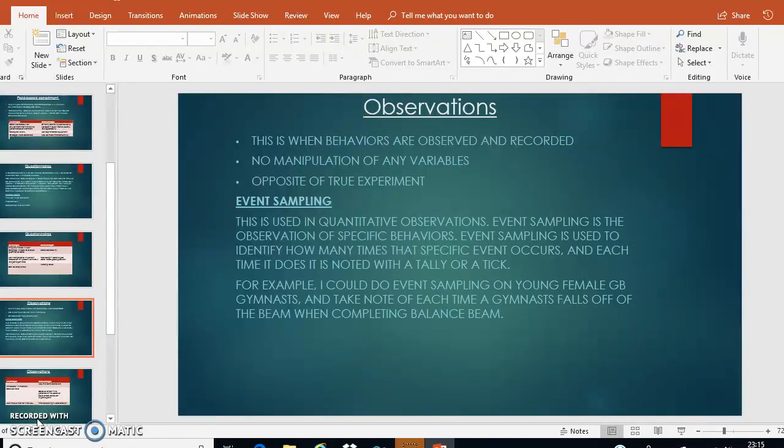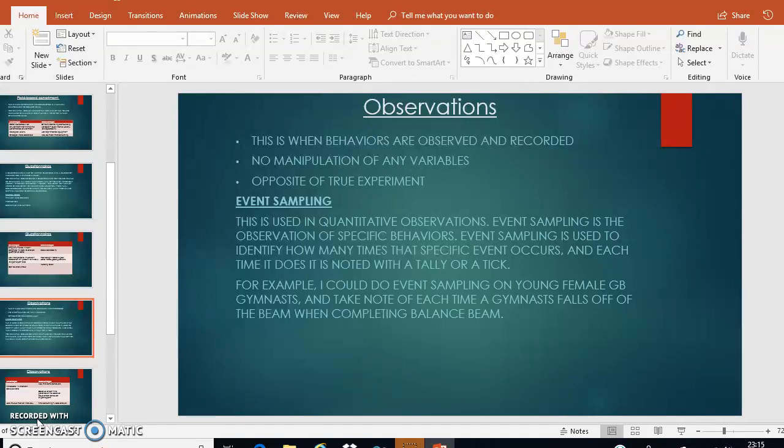And moving on to observations. So this is when behaviours are observed and recorded. There's no manipulation of any variables, so it's the opposite of a true experiment, because in a true experiment there are variables which are manipulated, which is the independent variable, to then see what effect this has on the dependent variable, which is the thing that you measure.